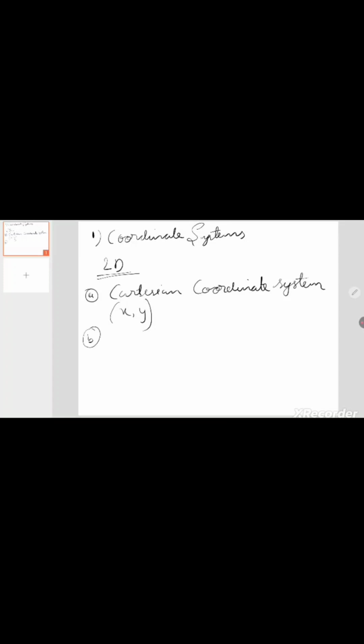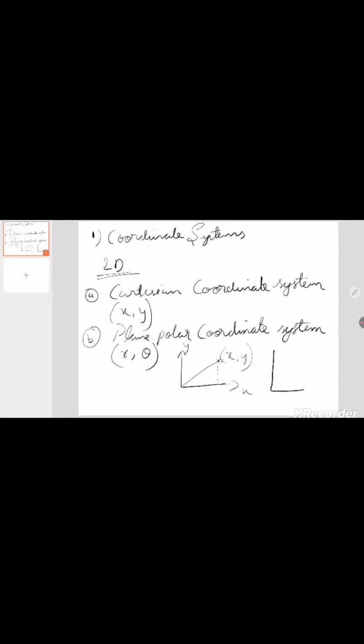Then we can use the plane polar coordinate system. In this the coordinates are the radius r and theta. The plane polar coordinate system is normally used in problems with circular symmetry. In circular motion or spiral motion, we can use the plane polar coordinate system. See, this is the Cartesian coordinate system. Suppose this is a vector. This is the x-axis and this is the y-axis. So this point's position I can write as x, y.